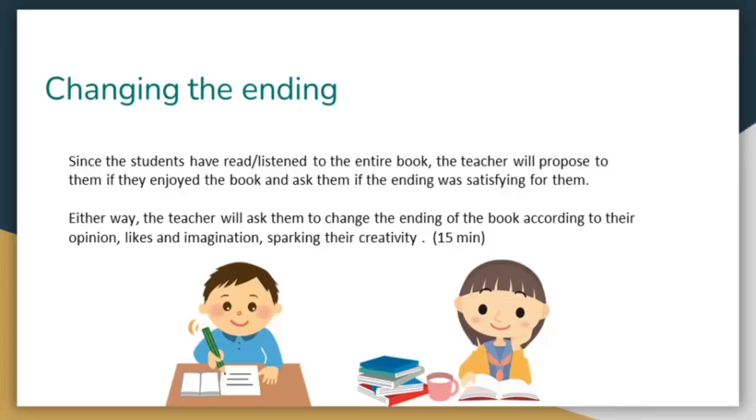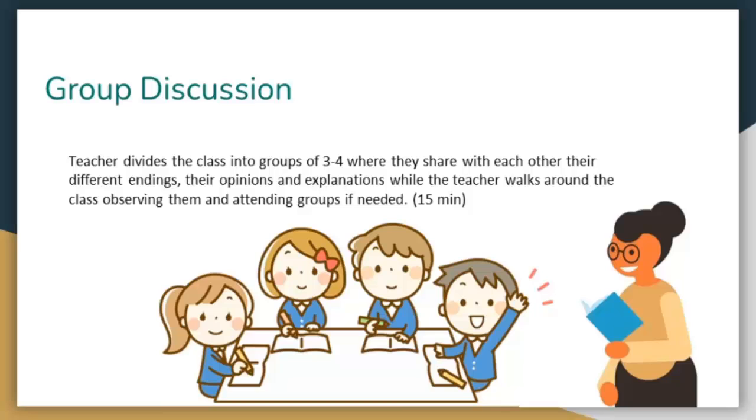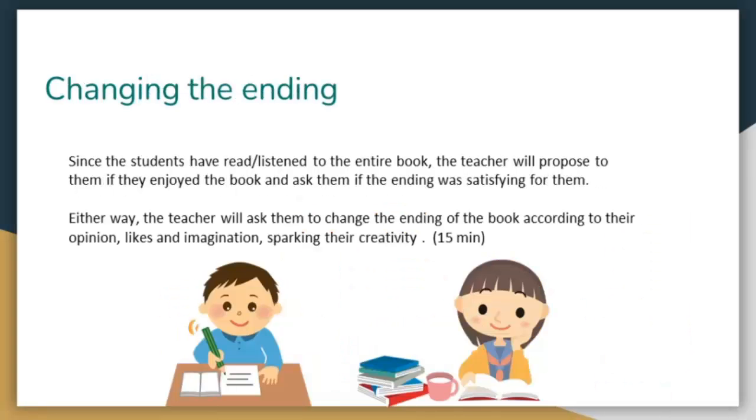And now the next activity is Changing the Ending, referring to the book or the story. Since the students have read or listened to the entire book since the first class, the teacher will ask them if they enjoyed the book and if the ending was satisfying for them. Either way, the teacher will ask them to change the ending of the book according to their opinion, likes, and imagination, which will spark their creativity, because at the end of the day, this is what literary skills do. They help students acquire skills which involve reading, writing, comprehension, interpretation, etc.